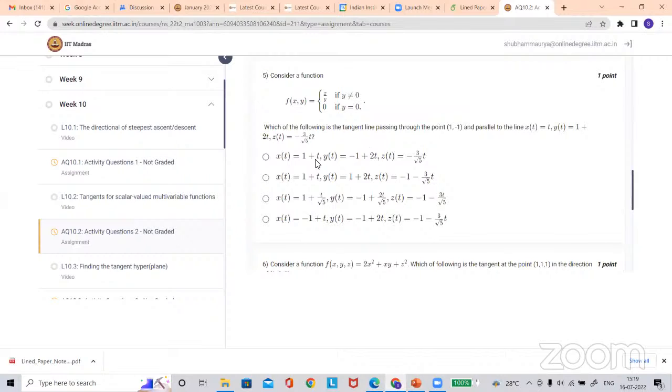Actually, these coefficients are called direction coefficients in coordinate geometry.